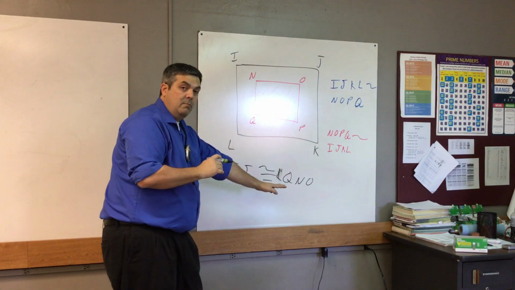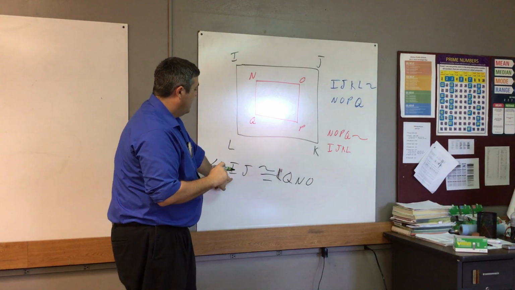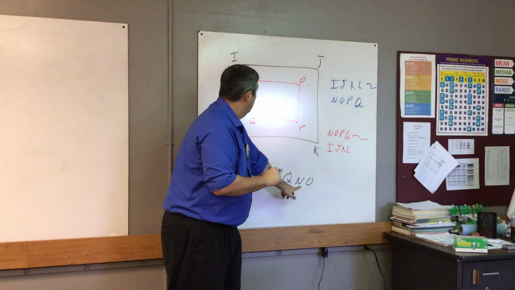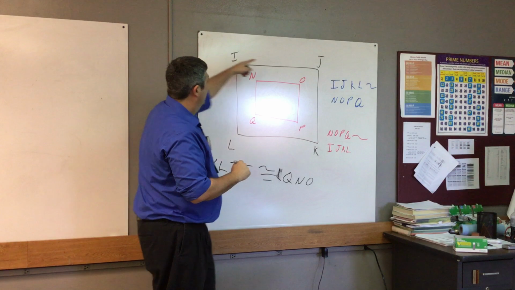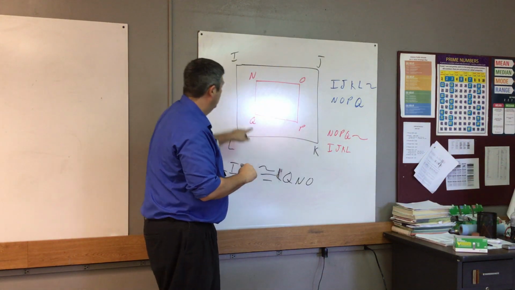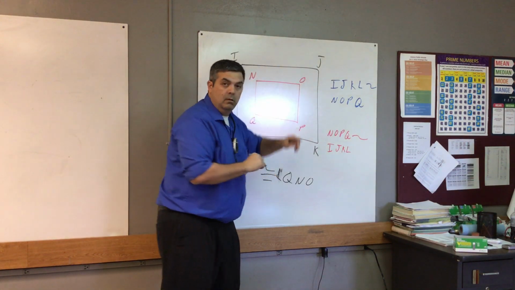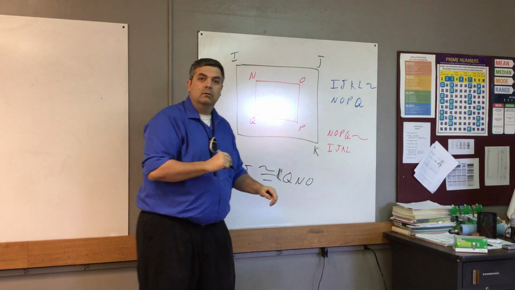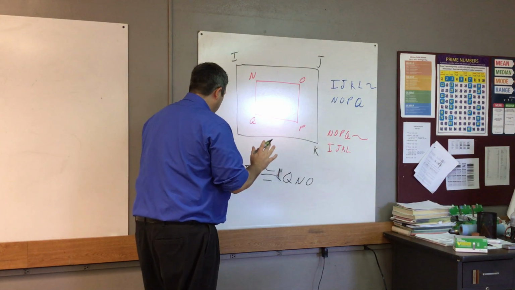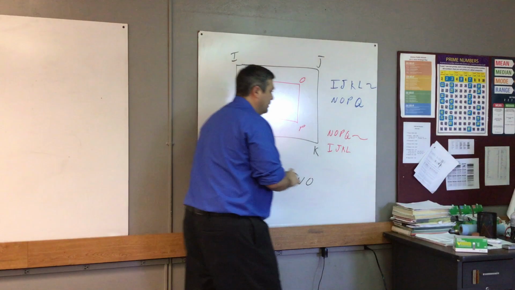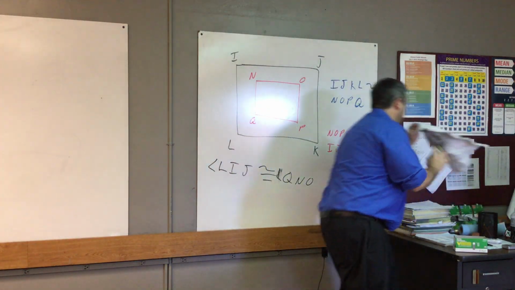And is this a true statement? Angle I is congruent to angle N. LIJ is congruent to QNO. Yeah, that works. Okay, but now if I change something here, let's change our other angle here.